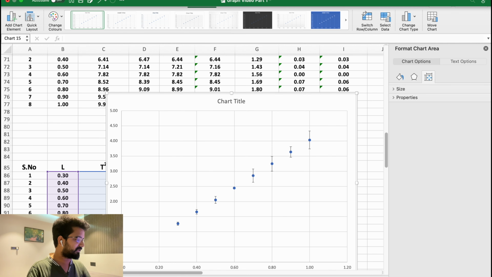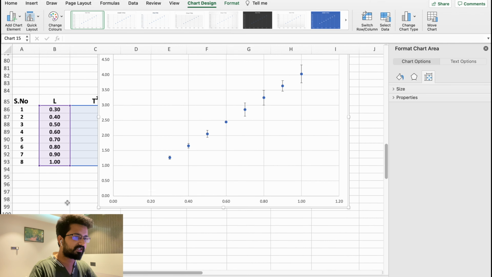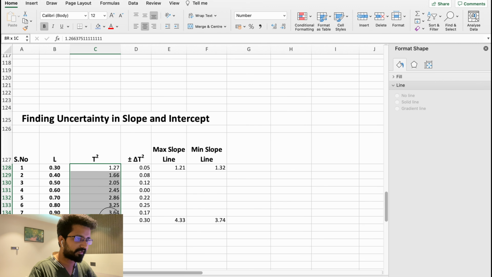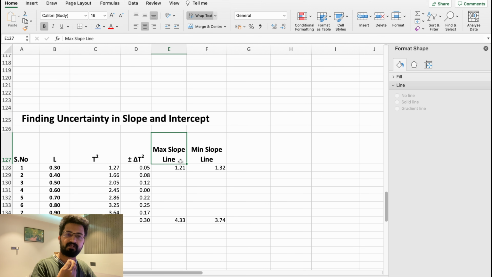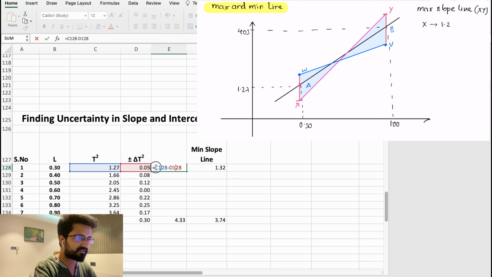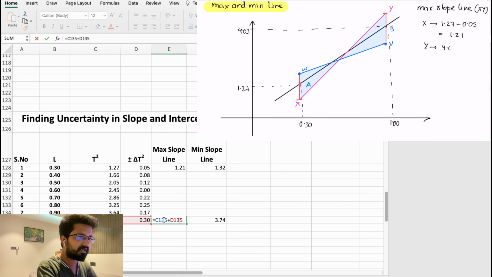If you have understood, let me quickly show it on the Excel sheet. These are the values of L back again, these are the values of T square, and these are your values of uncertainty in the T square. To draw the max slope line, I need two coordinates. So that's what I have over here. I subtracted the uncertainty, the error bar value, from the T square values, and for the other coordinate, I added the uncertainty to the T square value.